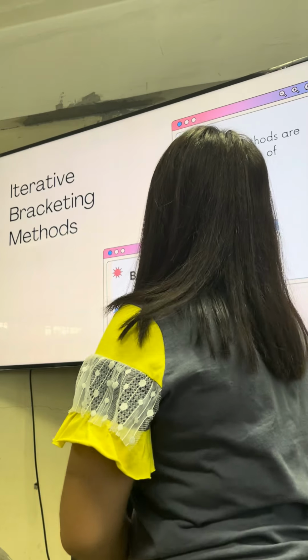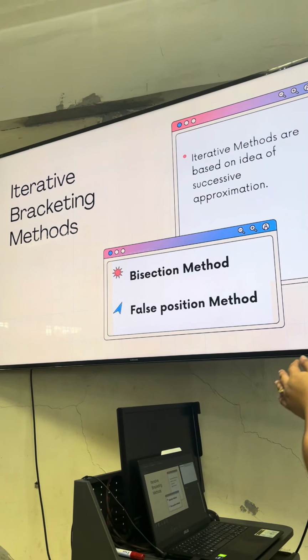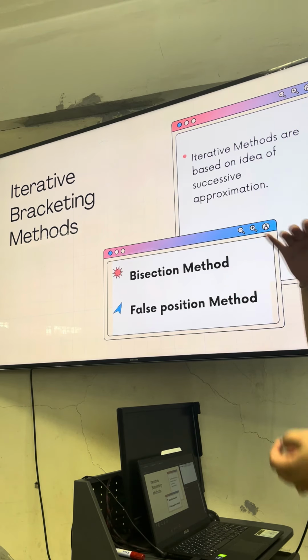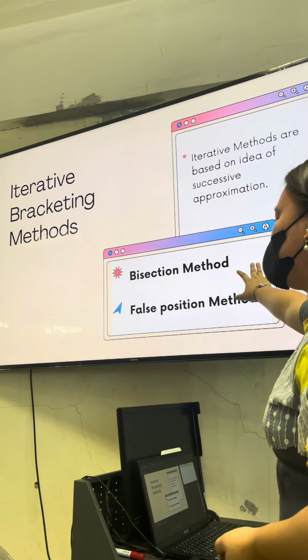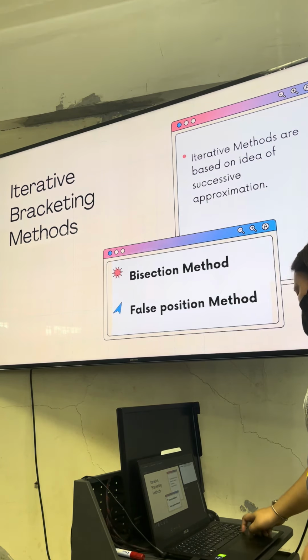Iterative bracketing methods. So iterative methods are based on the idea of successive approximation. Ganina class nag-approximation na ta, successive approximation. Gani lang kani siya bracketing nga nahitabo, meaning na formula nga isunod. Okay. So we have two here, the bisection method and the false position method.